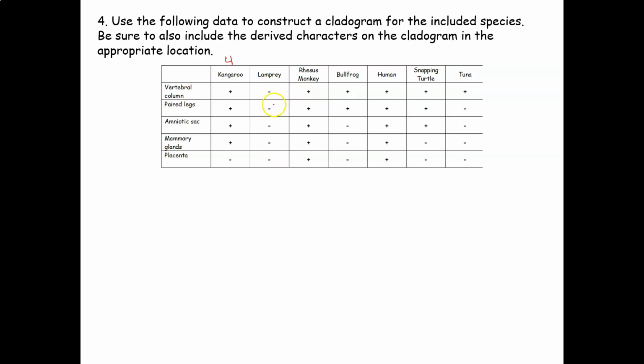The lamprey doesn't have any, so hopefully you know what that means. My rhesus monkey has all of them, so he's got a 5. Bullfrog has 2 out of the 3. My human also has all 5. My snapping turtle has 3, and my tuna has 1. All right, now that I've helped you that far, see if you can figure out where these guys belong on the tree, as well as where they are going to show up in terms of the characteristics.